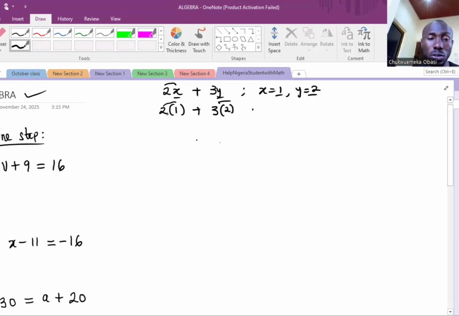I hope it's clear. So this is going to be like 2 times 1, which is 2, and 3 times 2, which is 6, and that is just 8. So these are most of what we discussed in the previous class. I'm just kind of doing a quick recap on those particular concepts.